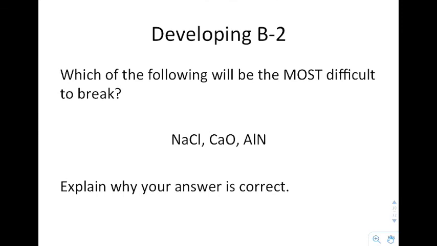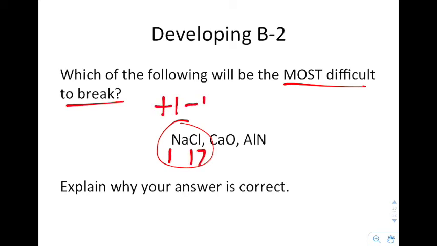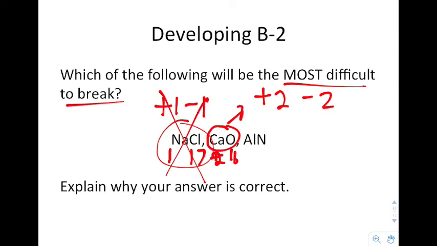Now, which of the following is the most difficult to break? Remember, in terms of most difficult to break, we're looking at the charge. So we look at sodium and chlorine. Sodium is in group 1, and chlorine is in group 17. So we have a +1 and a -1. That's a strong attraction, but it's not as strong as calcium and oxygen. Calcium's in group 2, and oxygen's in group 16. Because of that, calcium and oxygen have a +2 and a -2. That attraction is much stronger than the +1 and the -1, so we can cross through that.